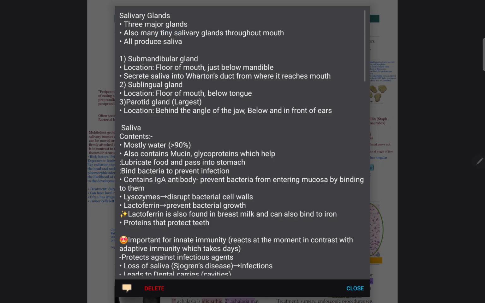There are three major salivary glands, and there are also many tiny salivary glands throughout the mouth, and all of these produce saliva. The first is the submandibular gland. Its location is in the floor of the mouth, just below the mandible. It secretes saliva into Wharton's duct, where it reaches the mouth. There is the sublingual gland. Its location is the floor of the mouth, below the tongue. As we know, lingual is tongue, sublingual is below the tongue. Then comes the largest gland, the parotid gland. Its location is behind the angle of the jaw, below and in front of the ears.